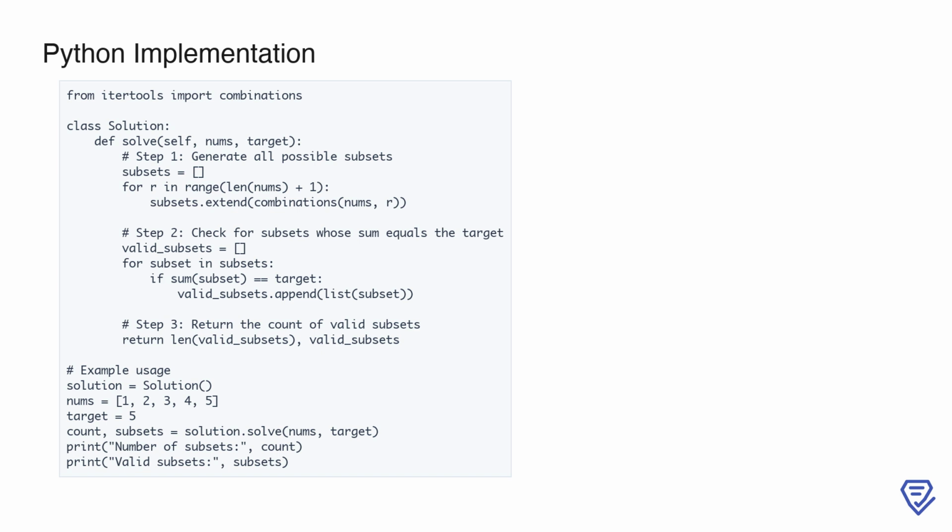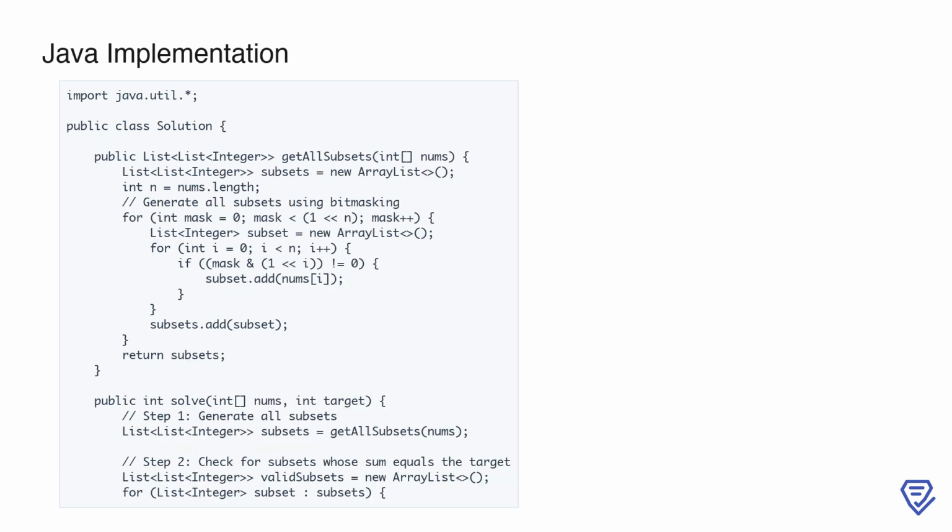This solution is straightforward and leverages Python's built-in libraries to minimize complexity. Edge cases, such as an empty list or a target that no subset can achieve, are naturally handled by the logic. Here, we start by importing the necessary Java utilities and defining a class named Solution. Inside this class, we have a method called getAllSubsets, which takes an integer array as input and generates all possible subsets of that array using a technique called bitmasking.